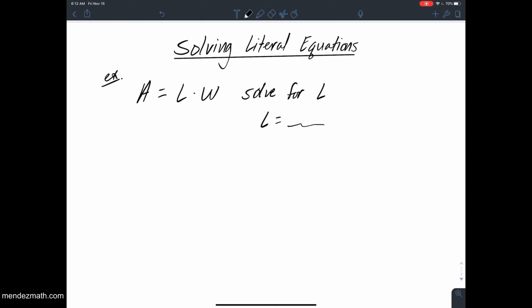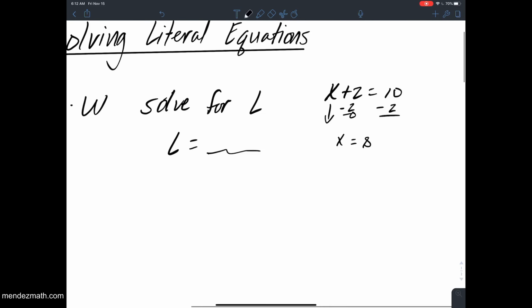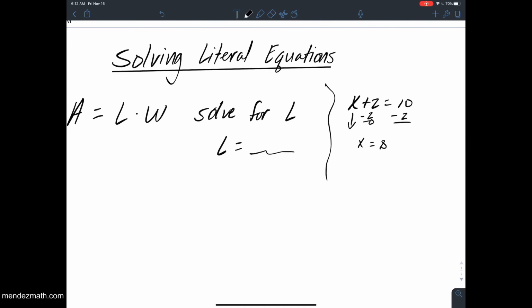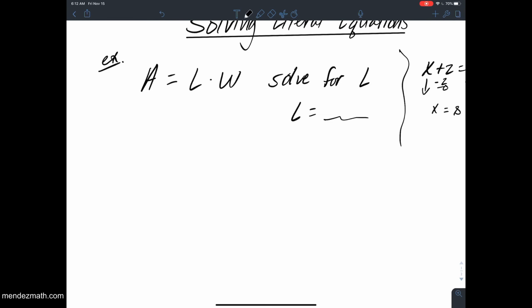So kind of like when you were solving one-step equations or two-step equations and you want to solve for X, you would do the opposite operation here, right? You would subtract 2 to both sides. The X would come down. You get X equals 8, right? Same idea here, except you're going to solve for L, okay?